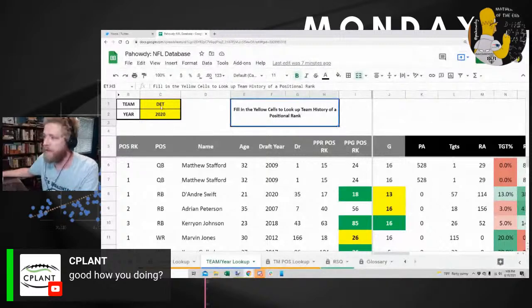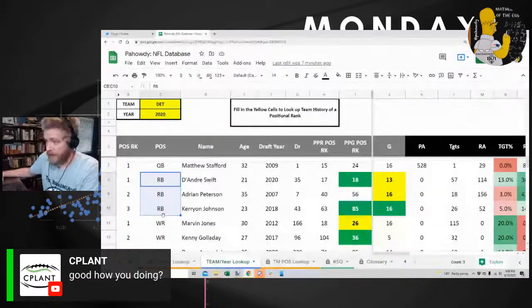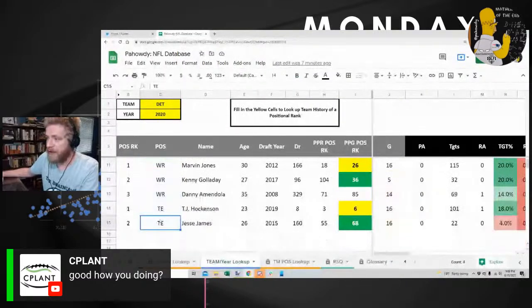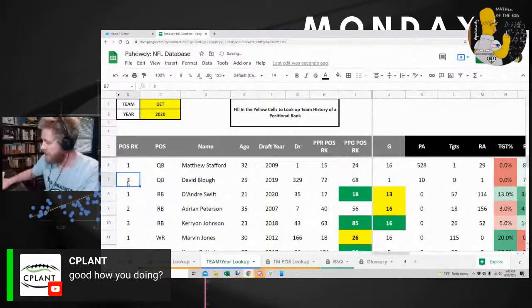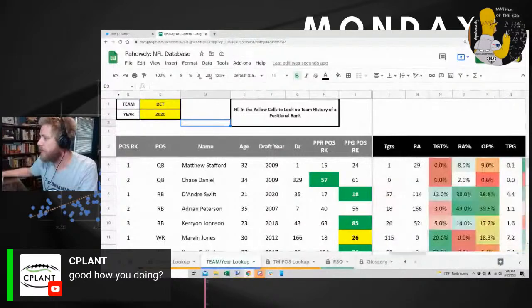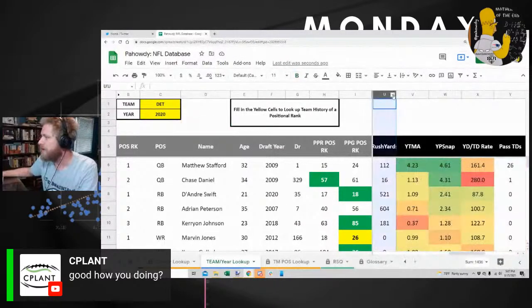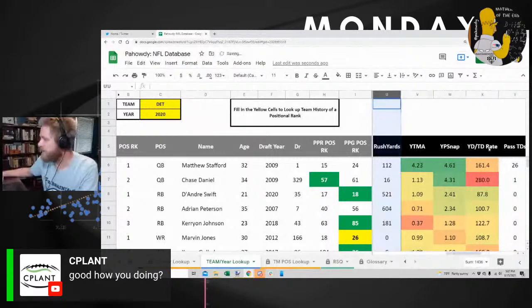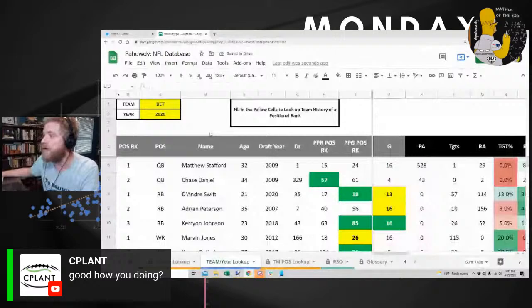So I just converted it so you can look up a particular team in a particular year, and it looks up the top 2 quarterbacks, top 2 running backs, top 3 wide receivers, top 2 tight ends. In fact, you can change the rank if you want to see the 3rd quarterback. You just switch it. And the ranks are based on total touches, and then you can see the overall volume, the share of the offense, and then some rough stats like yards per team attempt, yards per snap, yards per touchdown, and total touchdowns and stuff.